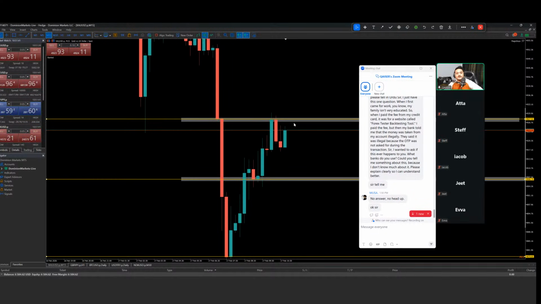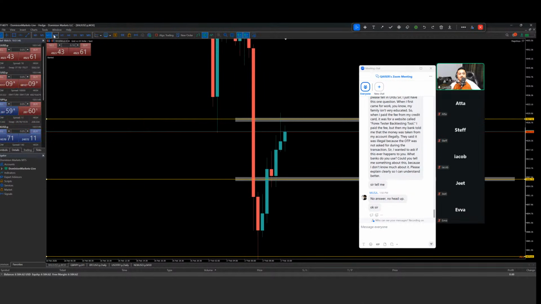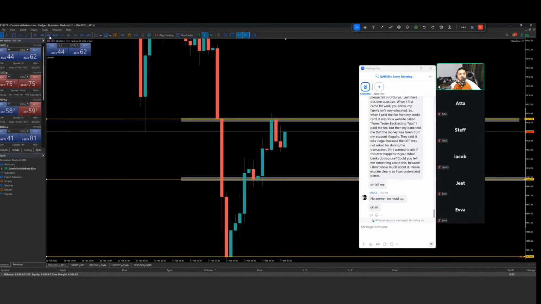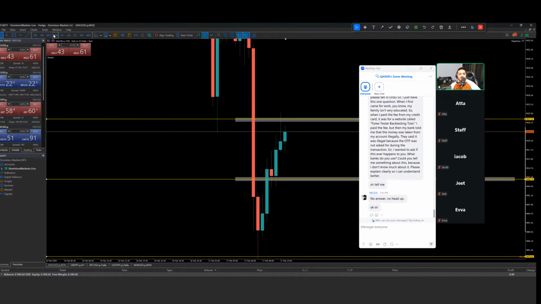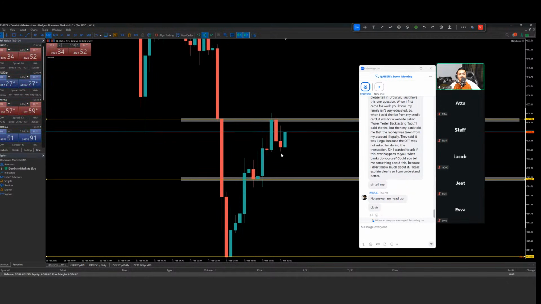So yes, it's waiting for this candle to be closed. There's just 10 minutes left for this candle to be closed.